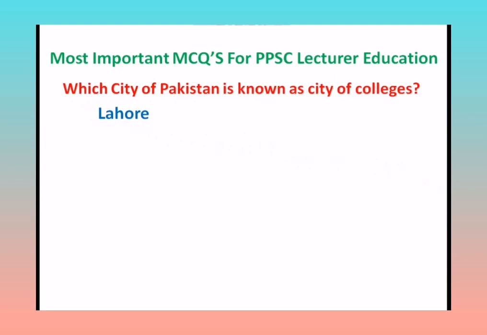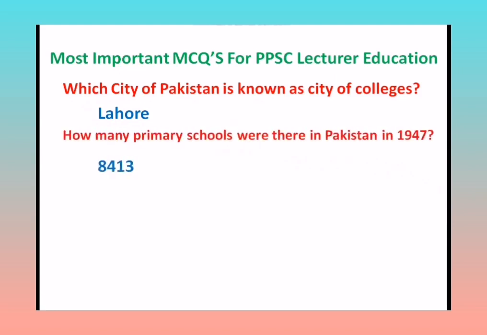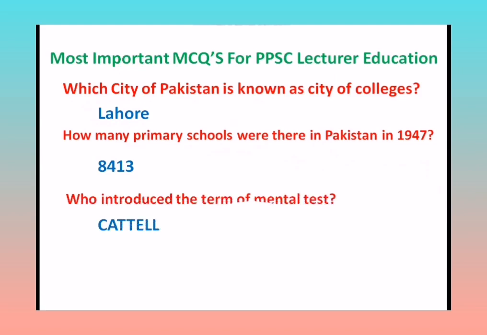The first MCQ is: which city of Pakistan is known as City of Colleges? The correct option is Lahore. How many primary schools were there in Pakistan in 1947? The correct answer is 8,413 primary schools were present in Pakistan in 1947.